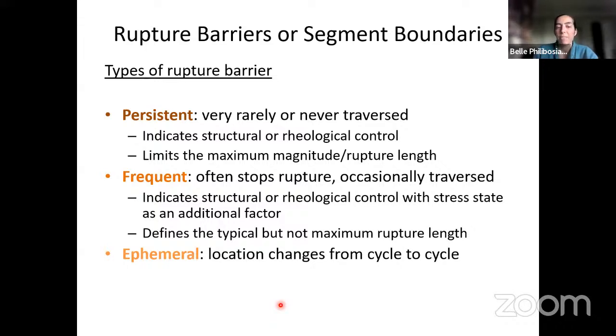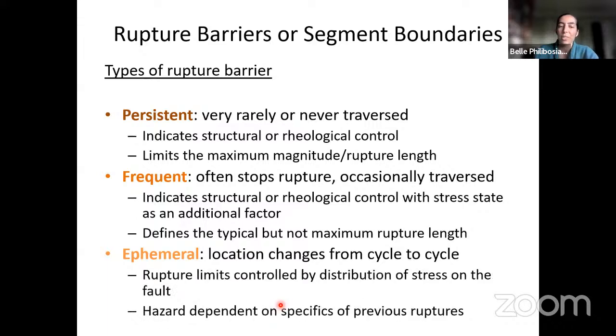Finally, if the location of the barrier changes from cycle to cycle, then that is what we might call an ephemeral barrier. The rupture limits are controlled almost entirely by the distribution of stress, and the hazard is going to depend very heavily on the specifics of the previous ruptures that happened rather than anything that we could map out in the geology.